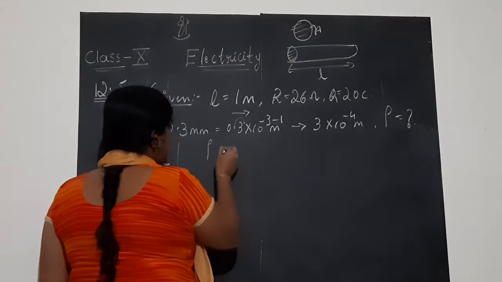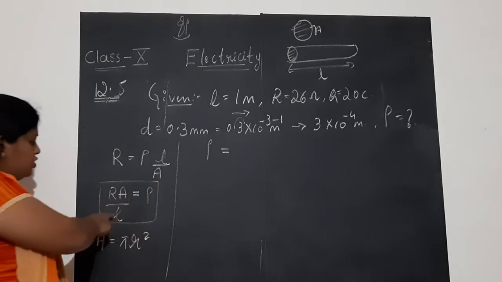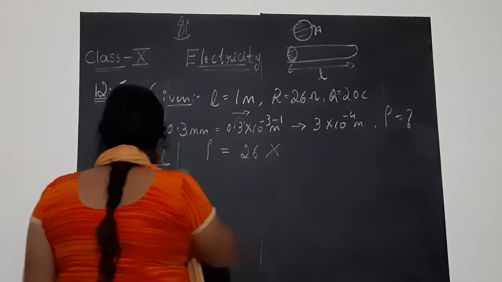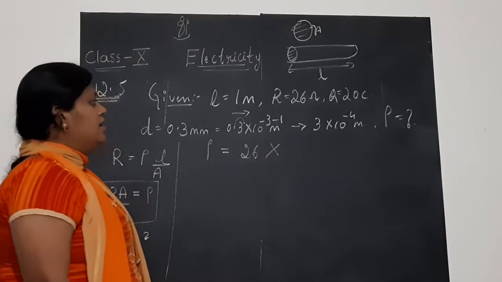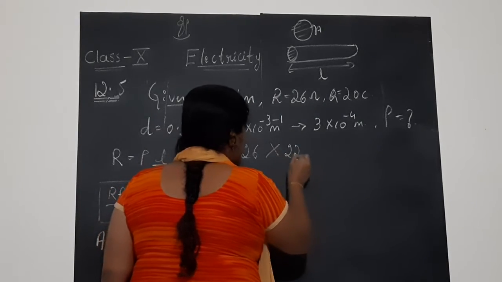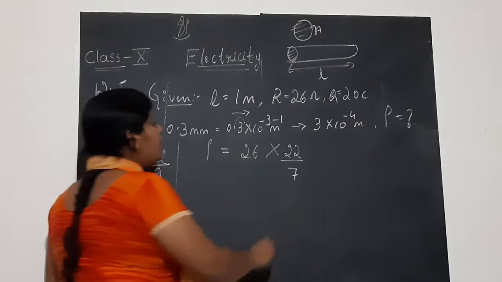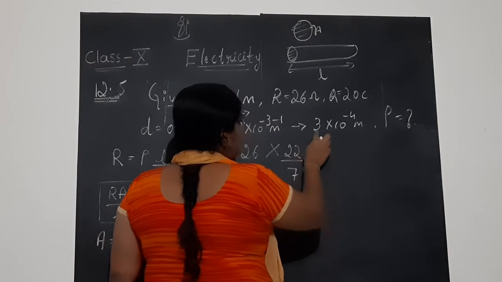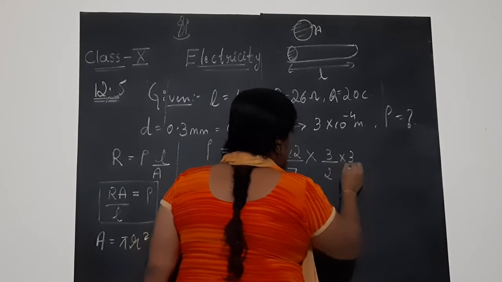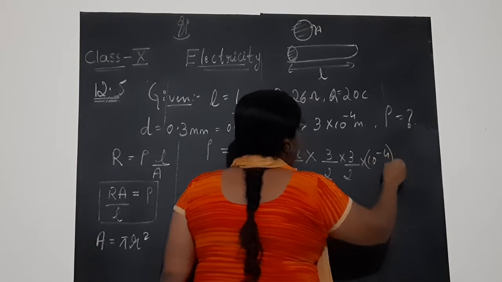So let me write the formula for rho as R into L by A. For this formula I am substituting. R is 26 ohm, area is pi r square. So for the pi it is 22 divided by 7, and r square means 3 by 2 into 3 by 2 into 10 to the power minus 4 whole square.